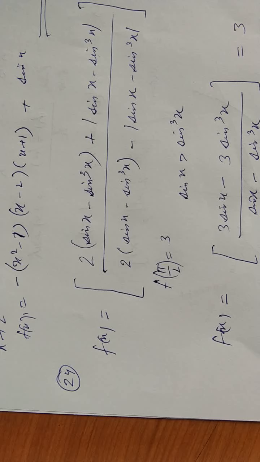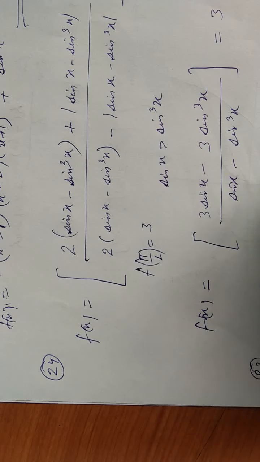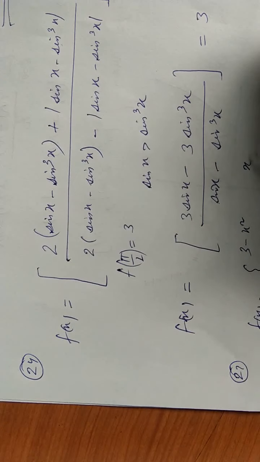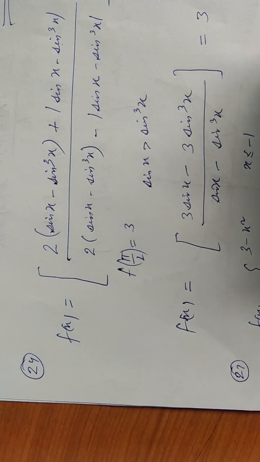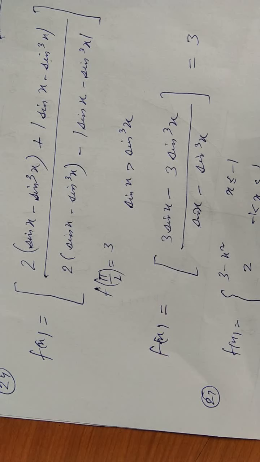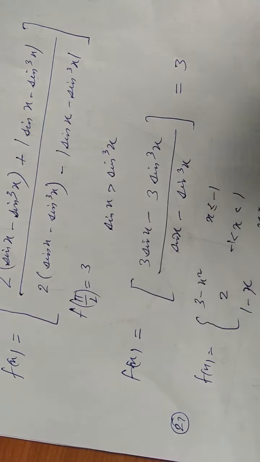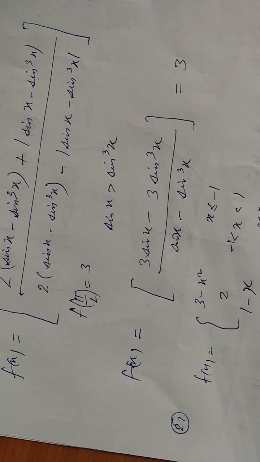Moving on to the last doubt of exercise 1C, which is question number 27. So we have given f(x) is equal to 3 minus x square, 1, and 1 minus x, for x less than or equal to minus 1, x between minus 1 to 1, and x greater than or equal to 1 respectively. So first check continuity. Let's check continuity first, or draw the graph. The best would be, yeah, draw the graph for this.